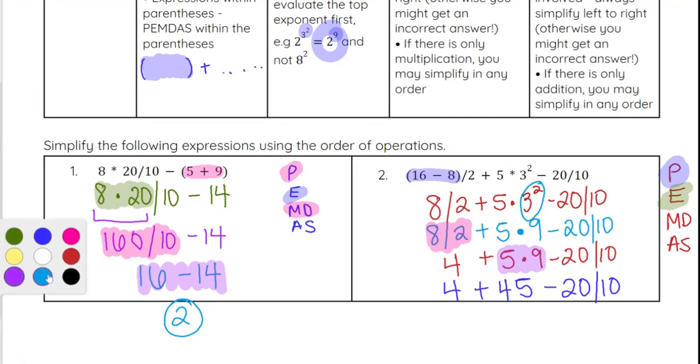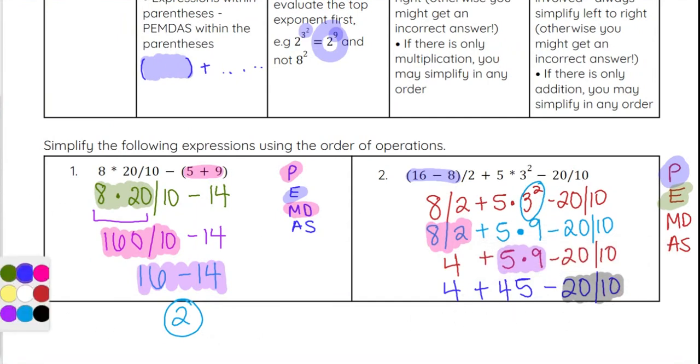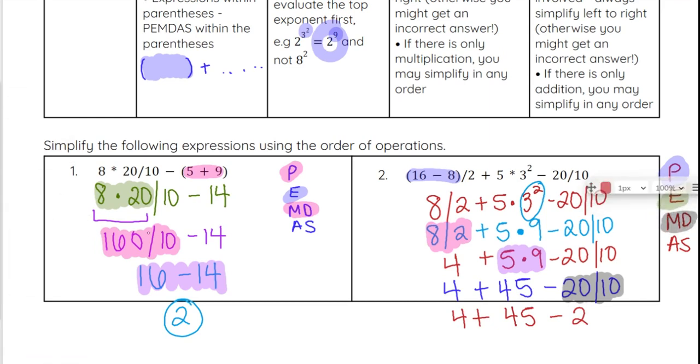Again, we want to make sure that we've evaluated all multiplication and division. So I look left to right. 4 plus 45 minus 20 divided by 10. So 20 divided by 10, I can go ahead and evaluate. And when I do that, I end up with 2. So it'll be 4 plus 45 minus 2. Now I have evaluated all multiplication and division, so that is complete.